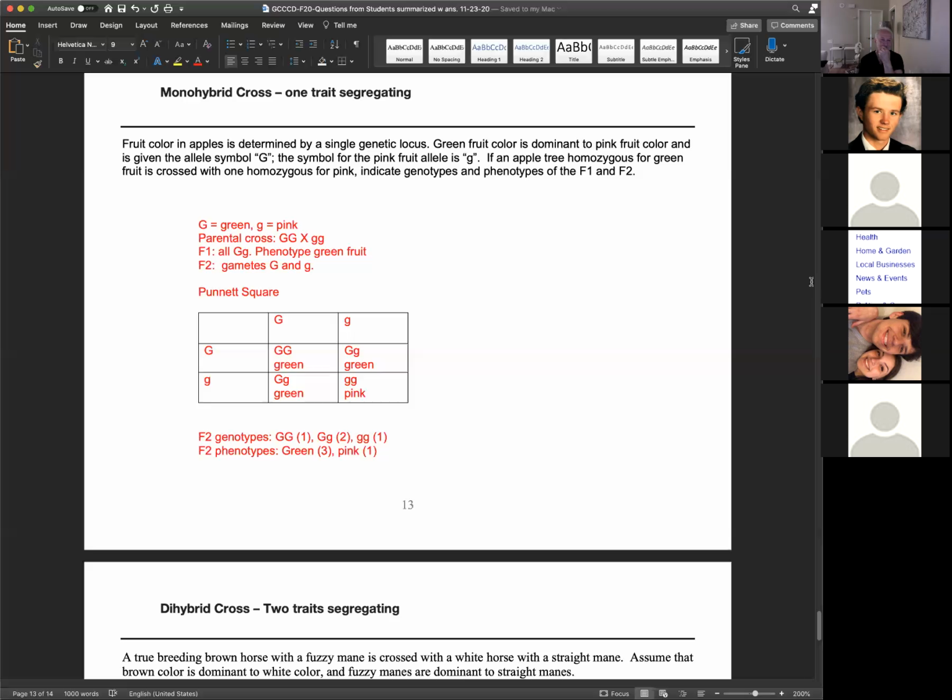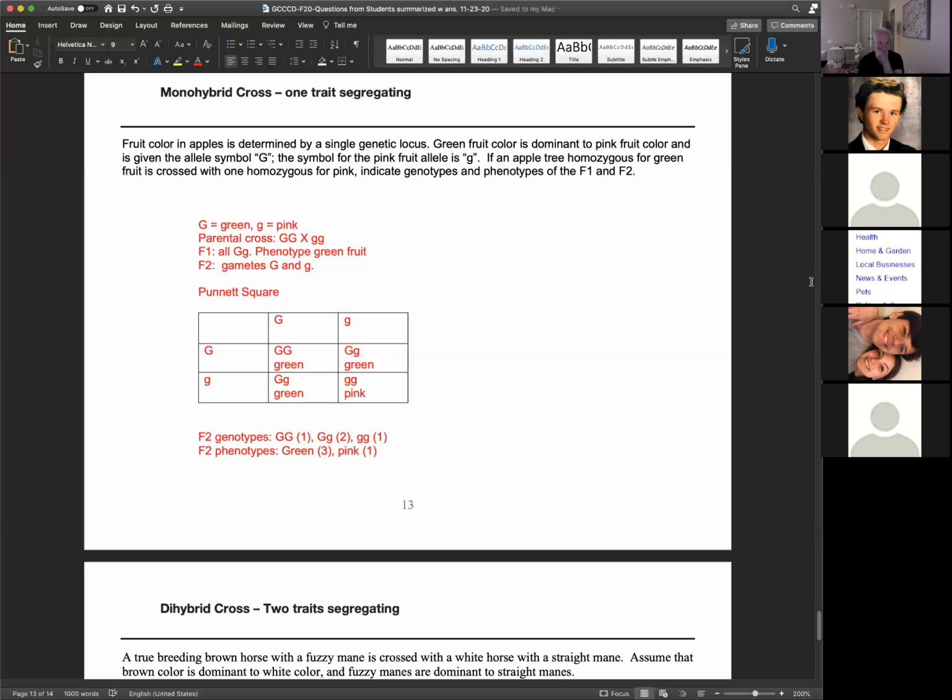Also, you must use the same letter for each trait. You can't do a big G and then a small p for pink. That will not work. You have to use big G, little g, or big P, little p. It has to be the same letter for the same trait. So we have arbitrarily assigned capital G for green, lowercase g for pink.